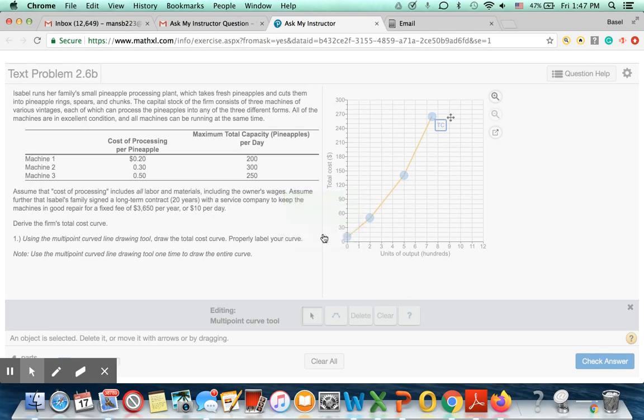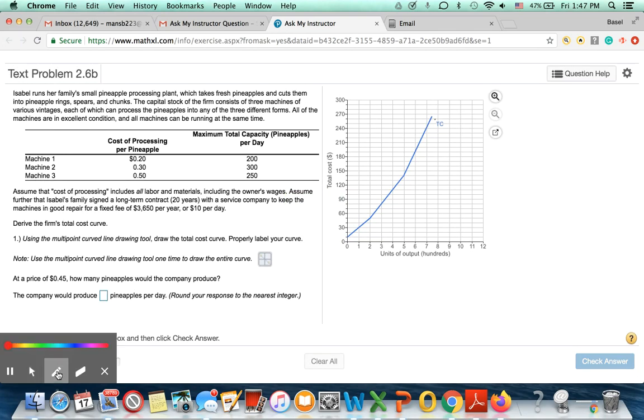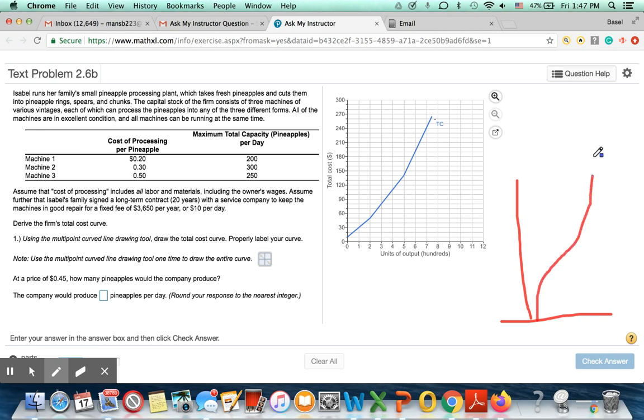Okay, so you see that this is an example of the total cost curve that we did in last class, which should look like something like this, right? So in the long run, cost increases. Okay, so this is the curve.